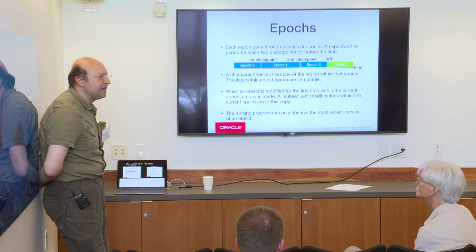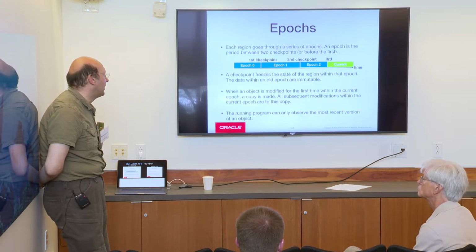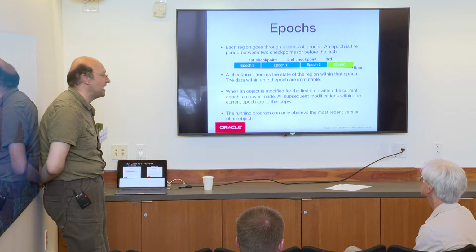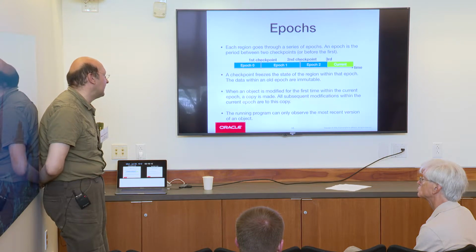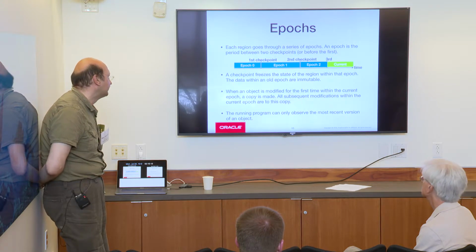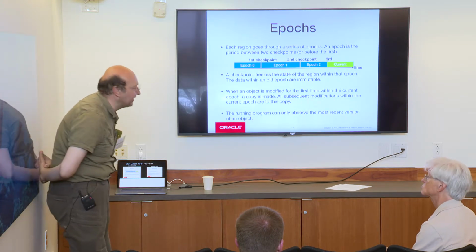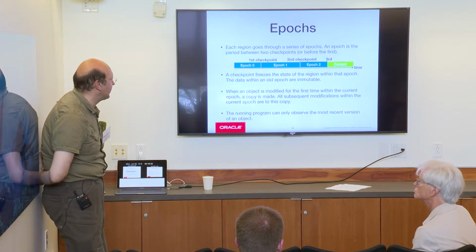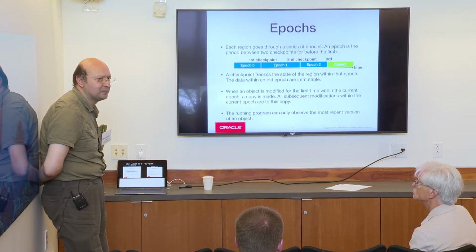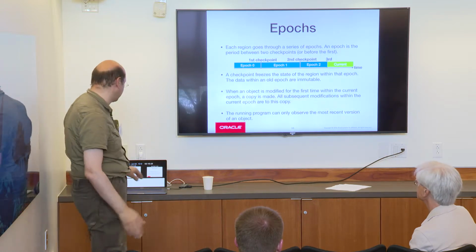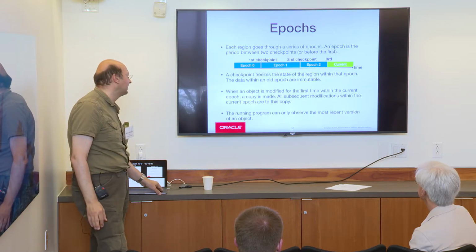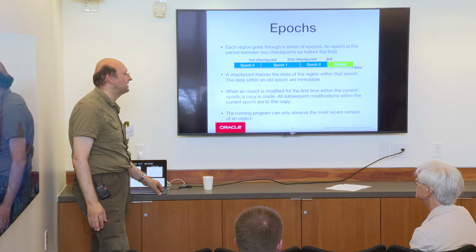At the first modification within an epoch, a copy of an object is made and kept in a separate piece of memory, and then all the subsequent modifications within that epoch are to that copy. And the running program can only observe the most recent version of an object. You could build a much more complex model in which you have meta-programming and you can see back in time, but that seems, at least for a first version, a little overcomplicated.